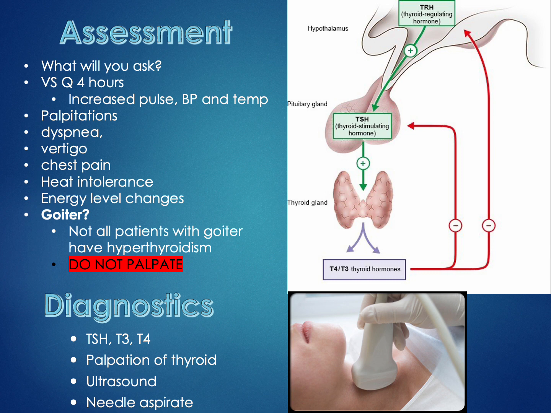If there's a goiter, remember, do not palpate, because there is a chance that if you palpate that goiter, you can stimulate the secretion of the T3 and T4 being released. So if they have hyperthyroidism, you don't want to palpate to stimulate that release, because that could really send them into a thyroid storm, thyroid crisis.